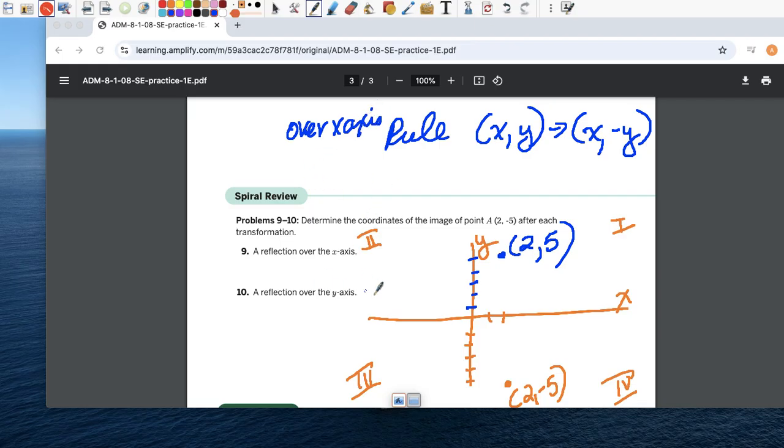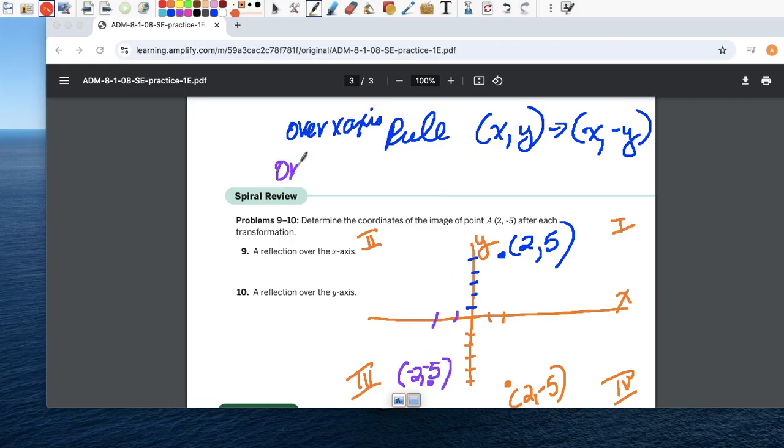Reflection over the y-axis. Let's take that same point. This orange guy is 2 units away from the mirror. So on the other side, he would be 2 units away from the mirror as well. But he's not at 2 anymore. He's at negative 2. Up and down, did he go anywhere? No. We didn't change anything on the y-axis, so he's still at negative 5.